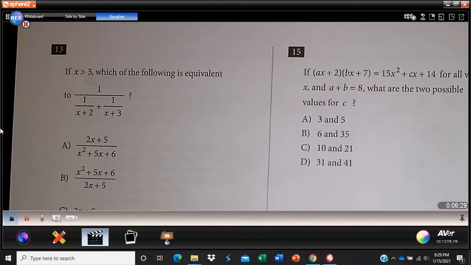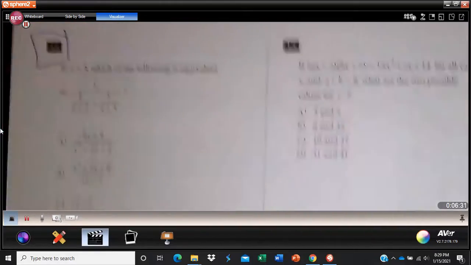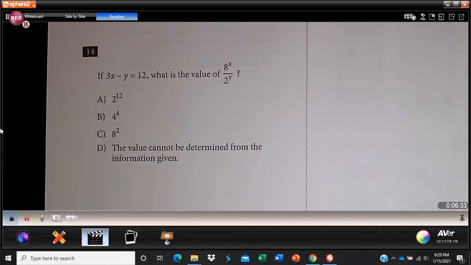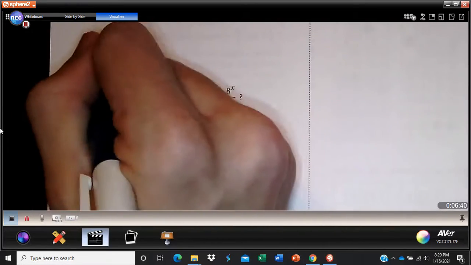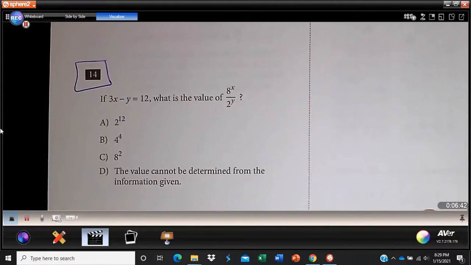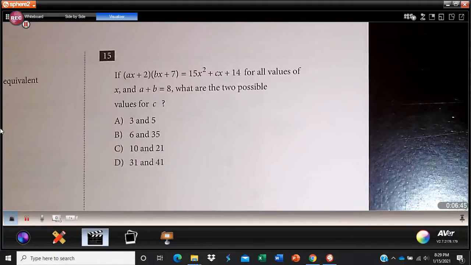13. Okay, I'm not going to do that one. 14. Okay, 14. I know how to do this really easily, but if I were in high school, I probably wouldn't remember exponents. So I would probably come back to that one too.